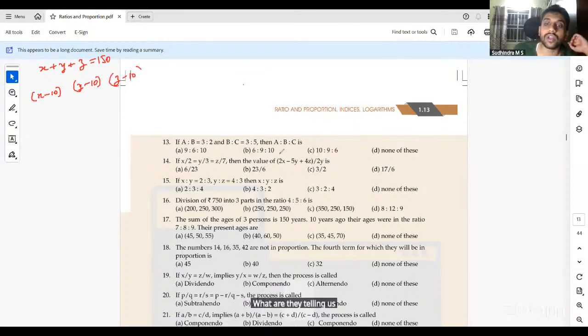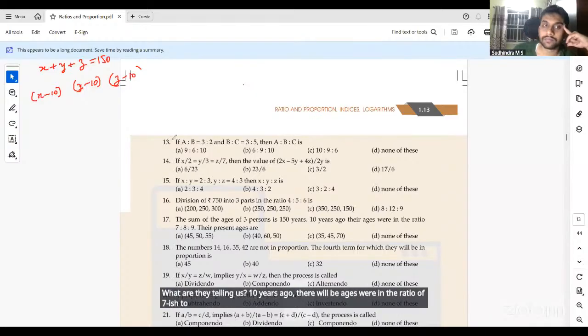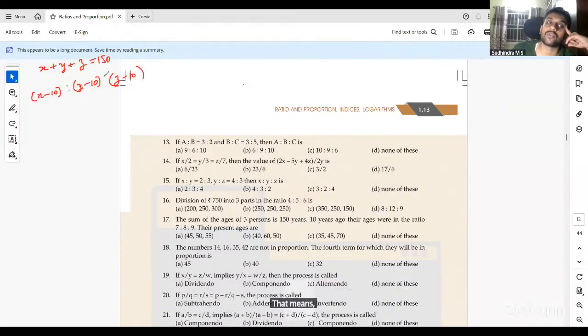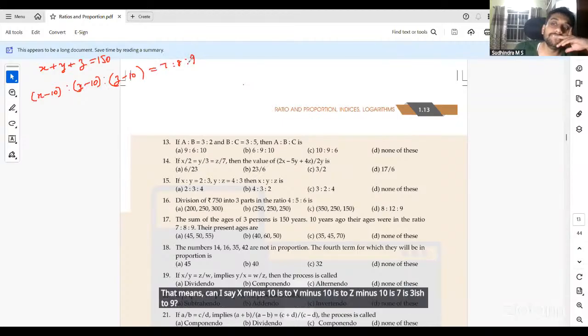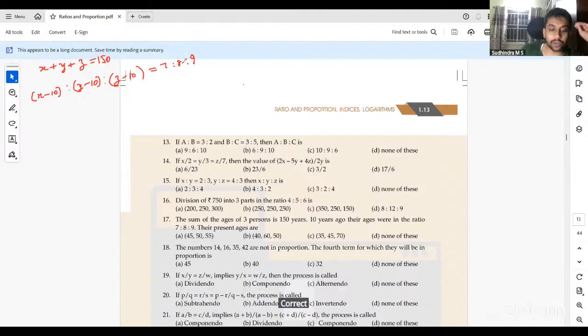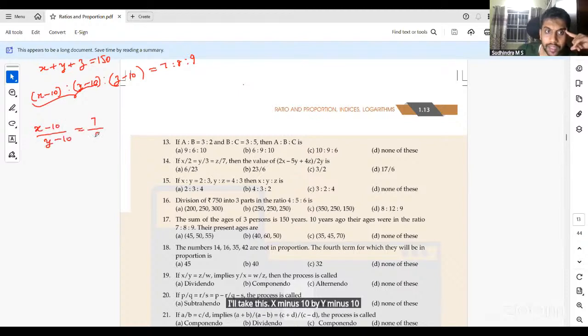What are they telling us? 10 years ago, their ages were in the ratio of 7 is to 8 is to 9. That means, can I say x minus 10 is to y minus 10 is to z minus 10 is 7 is to 8 is to 9? Correct? I'll take two ratios. X minus 10 by y minus 10 is equal to 7 by 8.